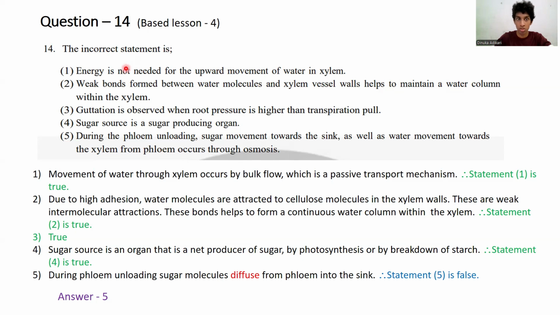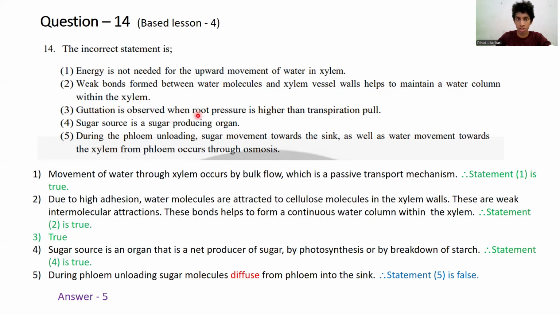2. Weak bonds formed between water molecules and xylem vessel walls helps to maintain a water column within the xylem. That's true. Due to high adhesion, water molecules are attracted to cellulose molecules in the xylem walls. These are weak intermolecular attractions. These bonds help to form a continuous water column within the xylem. Therefore, statement 2 is true.